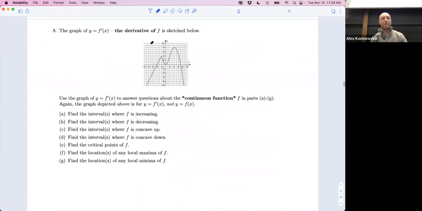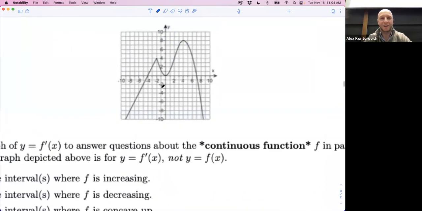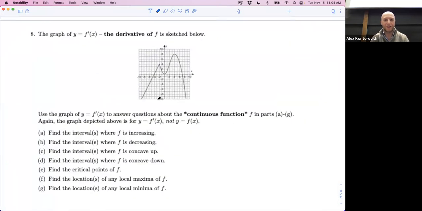Here's a graph. This is a graph of the derivative. Can you guys see that at all? Should I zoom in? No, you can't see anything. Let me just pencil it in a little darker. Okay, that's the derivative. This is y equals f prime. It's a graph of y equals f prime, the derivative.